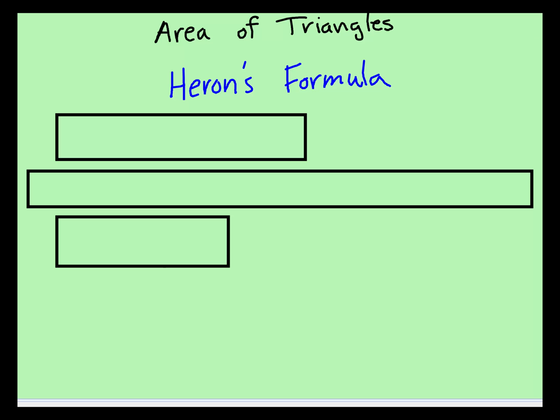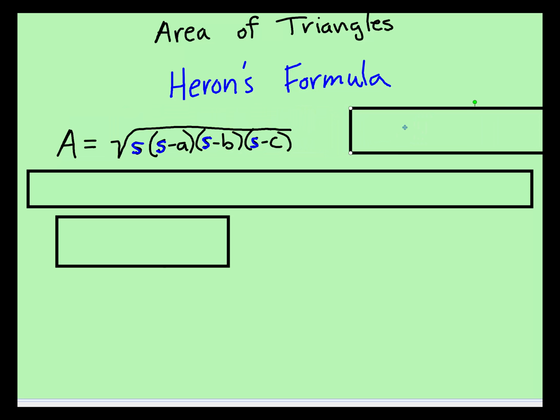Okay, now we're going to be finding the area of triangles where we don't have the base and the height. So there's this formula called Heron's formula or Heron's law, and here's the formula. Area of a triangle is equal to the square root of S times the quantity of S subtract A times the quantity of S subtract B times the quantity of S subtract C.